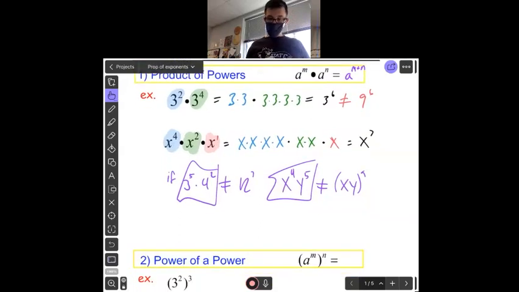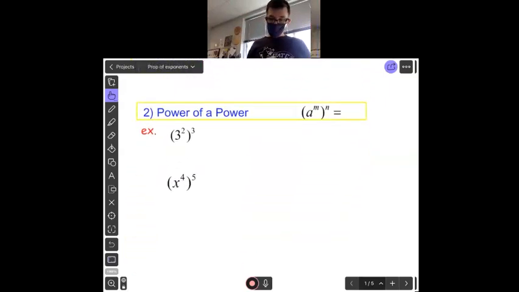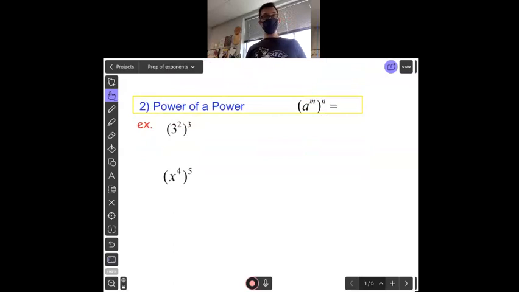So when it says multiply, we add the exponents. Make it easy. Okay? Don't worry, Brooklyn. Okay? Next one's called power of a power. Again, I'm not super interested in you guys knowing the names, but that's what it's called.